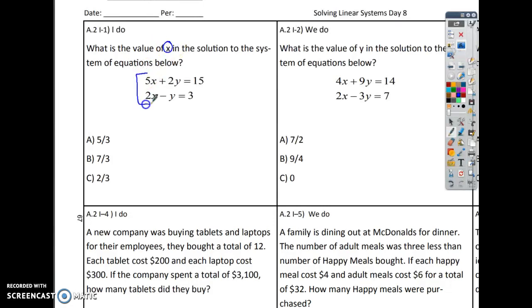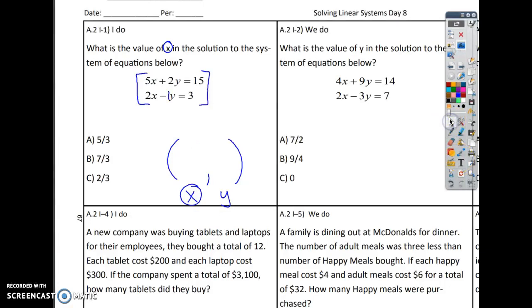So this is what we're going to put in matrix. We have the numbers 5, 2, 15, 2, -1, 3. Okay? And then we're going to get an answer. And they're only asking us for the x, not the y. So whatever this number ends up being, that's going to be our answer.